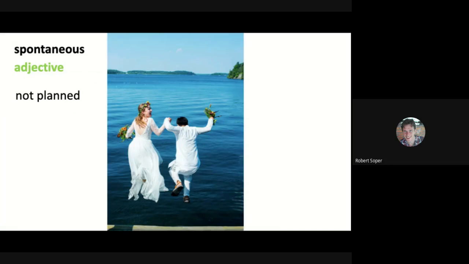We can describe people as spontaneous when they do a lot of things which aren't planned. So I can say, I like people who are spontaneous because they are a lot of fun to be around. And this is true. When people do things that we don't expect, we often find them very energizing and fun.